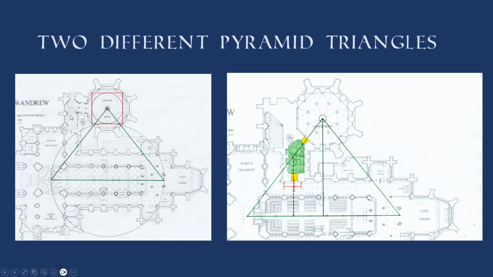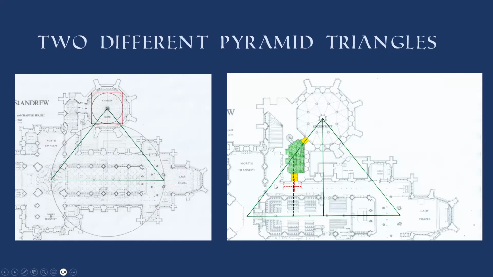The staircase that you have going up to the Chapter House, here you can see just the beginning of the staircase because this is the lower level. So as you can imagine, what we're looking at here, the pyramid triangle, which goes from the center of the crossing of the cathedral to the threshold of the Lady Chapel and then up to the center of this octagonal area. It would appear as if it's the same pyramid triangle that's used in both cases.